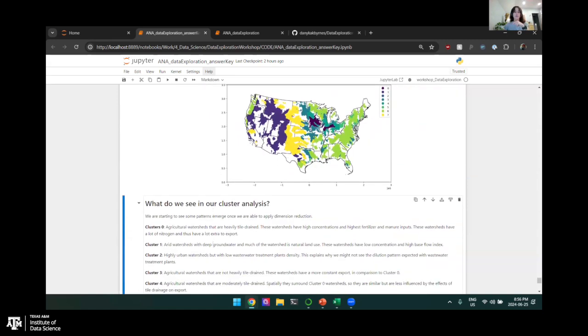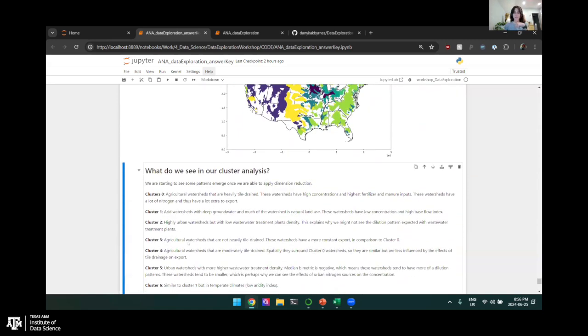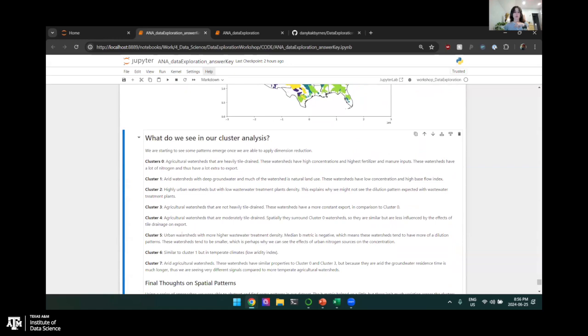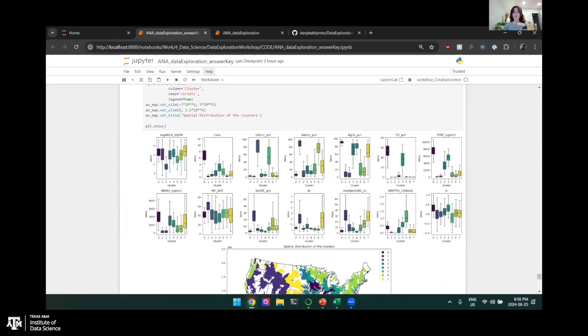Whereas if we look at cluster 3, there's an urban cluster, cluster 5. They're all labeled here. We can see that these ones have a high ag land use, and they also have a high wastewater treatment plant density. And these watersheds have a B value below 0.